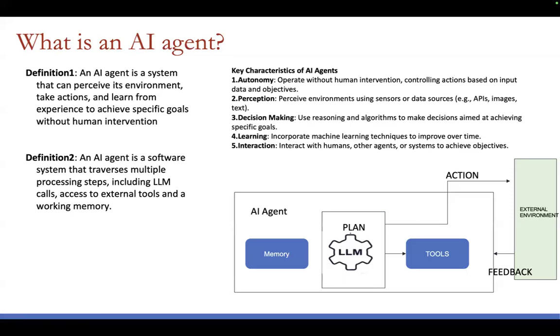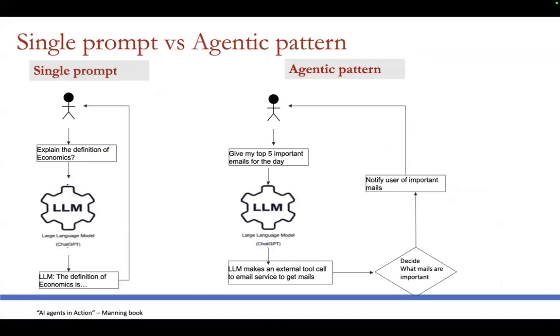So you can consider practically an agent to be powered by an LLM. It has memory and tools, and then it takes some actions and acts based on feedback that it has received. So, to better understand what an AI agent is, here is an example of, say, a single prompt and an agentic pattern.